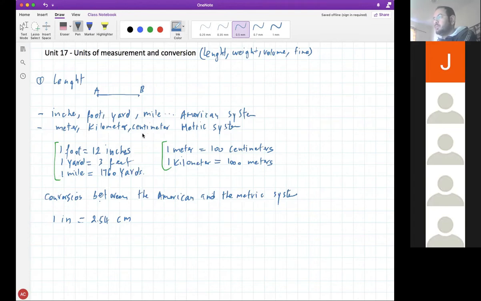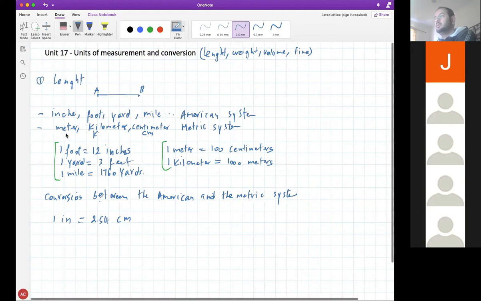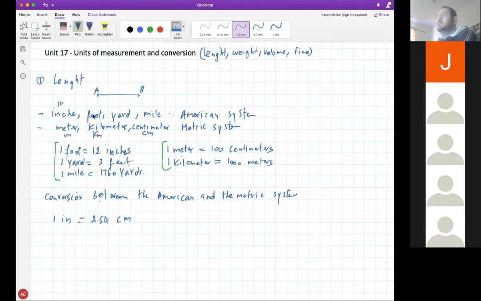The abbreviation for centimeters is cm. For kilometers, we use km, like this. And for meters, we just use the letter m. These are the abbreviations for these units. Same thing here for inches, we use in. For feet, we use ft. For yards, we use yd. For miles, we use mi. Okay, from now on, we'll just use the abbreviation instead of the whole word. So 1 inch has about 2.5 centimeters.